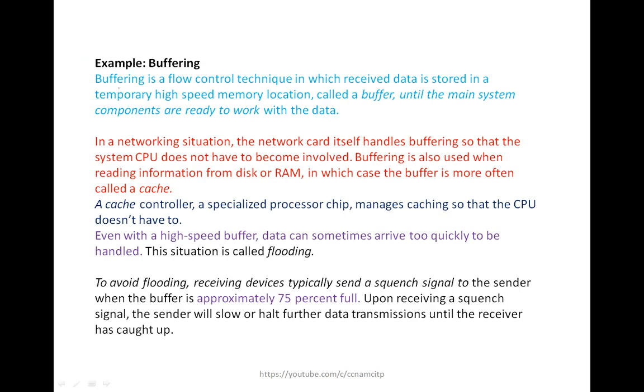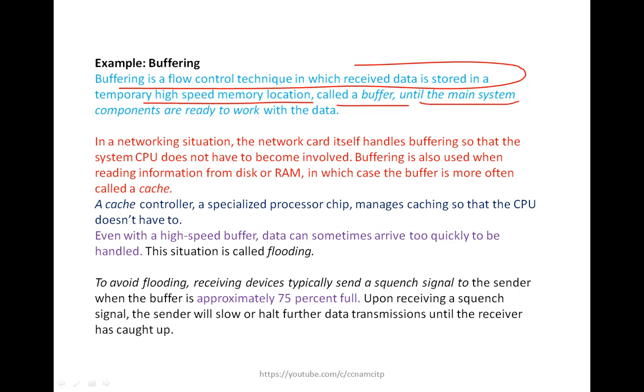Example of buffering. Buffering is a flow control technique in which received data is stored in a temporary high speed memory location called a buffer until the main system components are ready to work with the data. So simple thing, I told you, while we buffer certain videos, movies and all, it doesn't come in one shot if you don't have good speed. So you need to wait, and that will be stored in a temporary location. That is known as buffer.